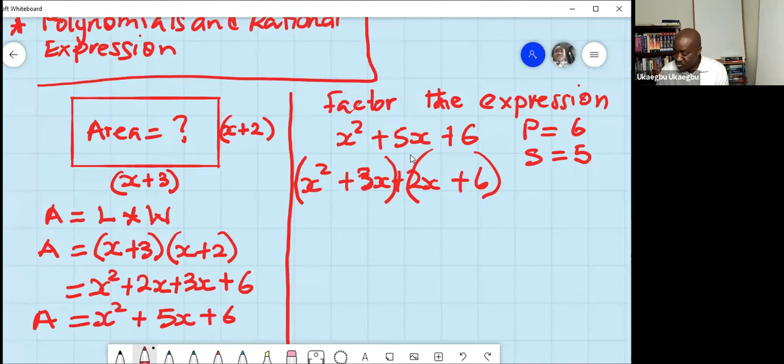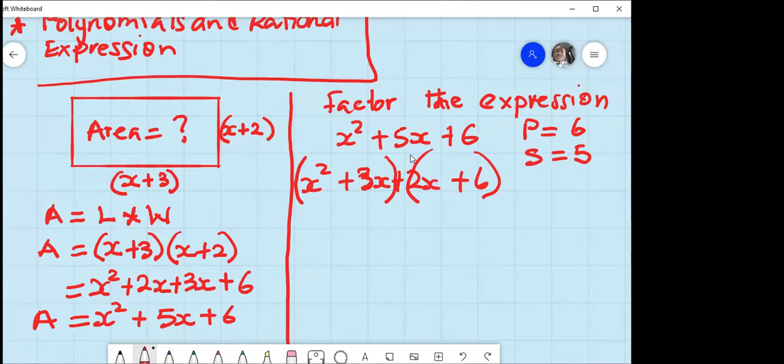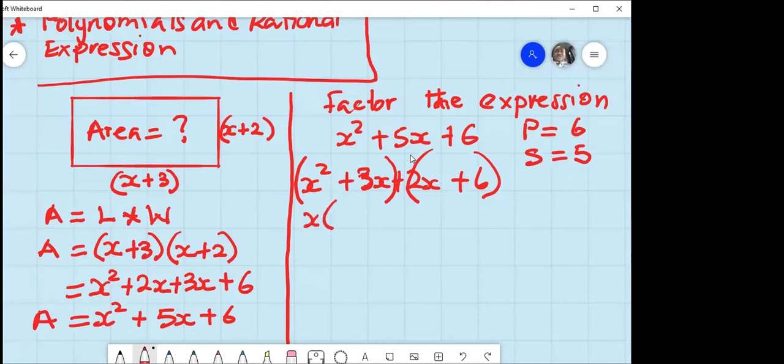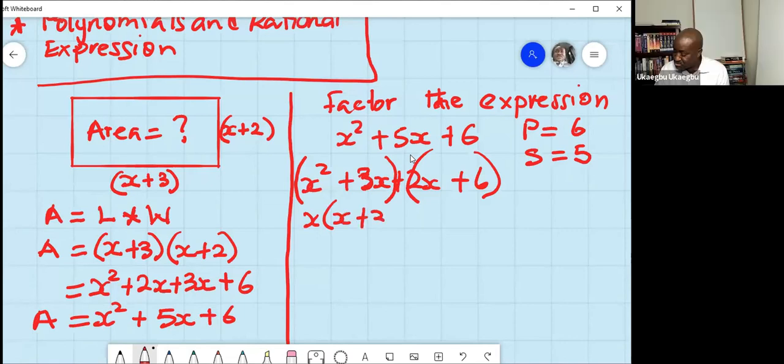Look at x squared plus 3x. So what is the common factor in both of them? No, I said x squared plus 3x. So what's the common factor there? This is x times x, and this is 3 times x. So the common factor should be x. So we have x bracket x plus 3.